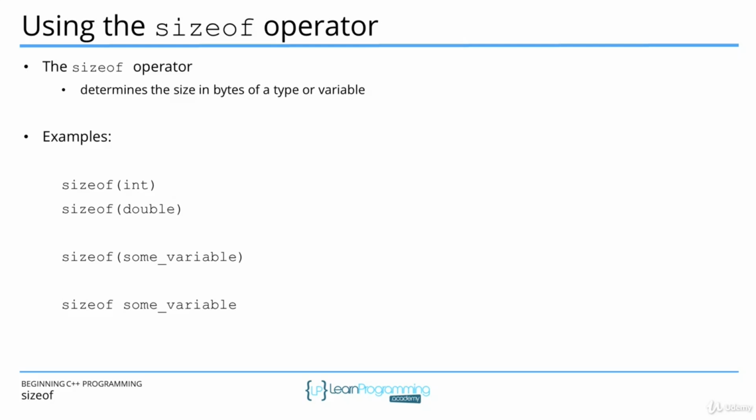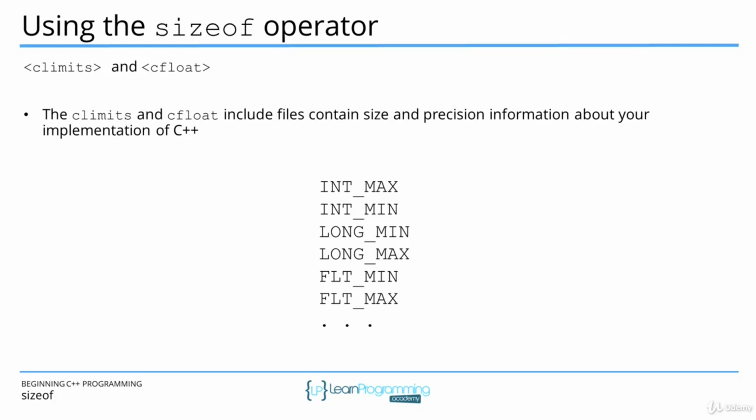In this case, you can use the same syntax, or you can omit the parentheses since they're optional for variables. The sizeof operator gets its information from two C++ include files, climits and cfloat. Climits provides information about integral types, and cfloat about floating point types. These include files also provide a bunch of handy defined constants that we can use to determine the precision of our primitive types. For example, INT_MAX tells us the maximum value we can store in an int on this specific machine. There are many others, and you can see some in the examples in this slide.